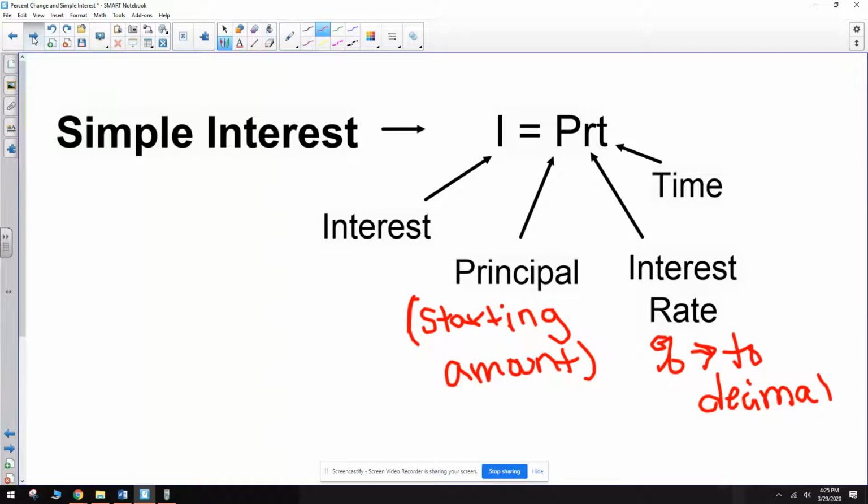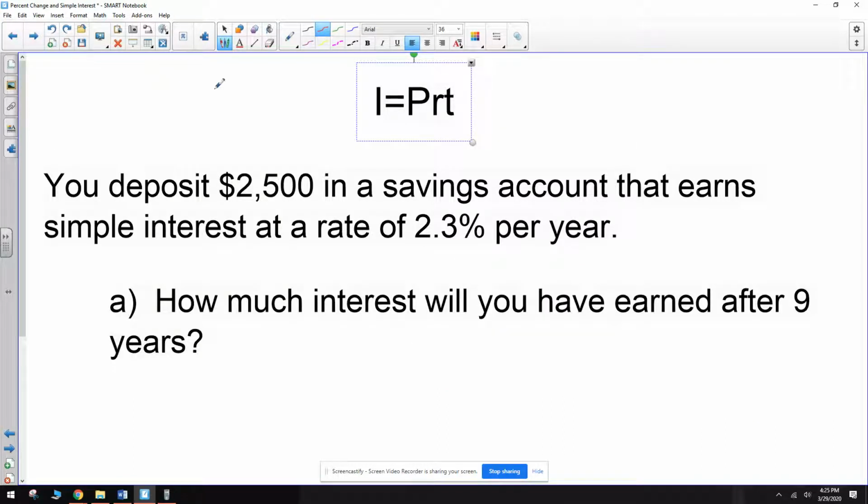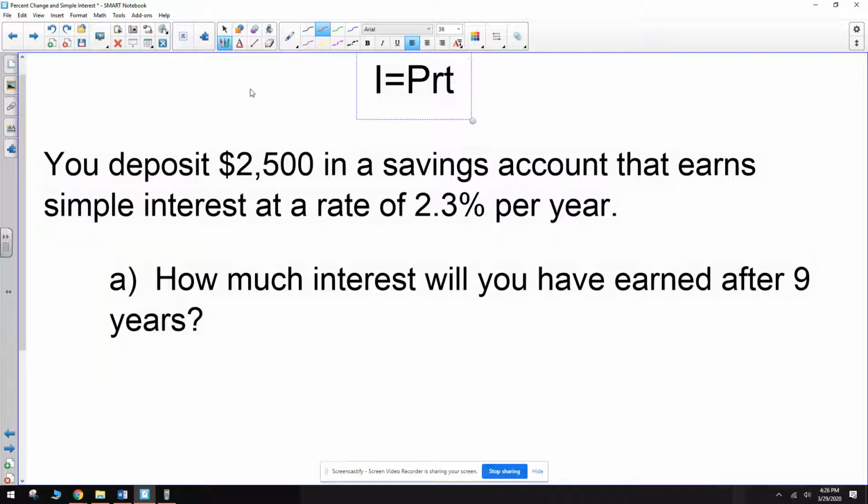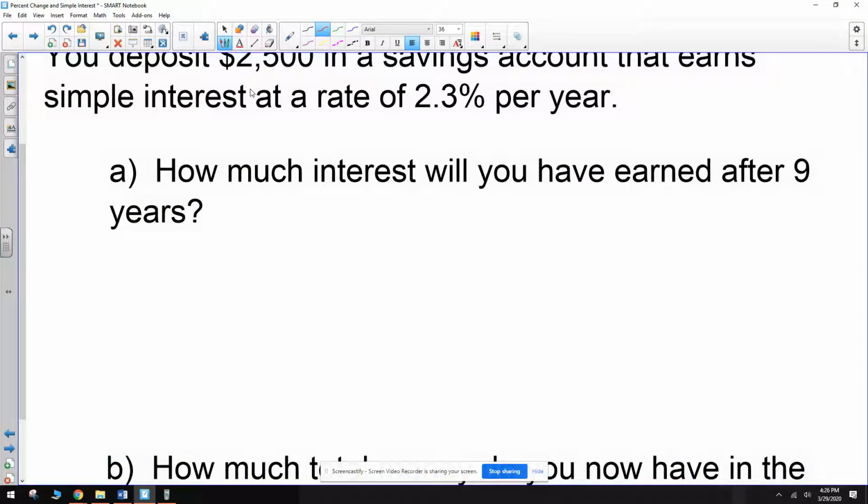So let's try an example. Okay, we have our formula up there at the top, the I equals PRT. You deposit $2,500 in a savings account that earns simple interest at a rate of 2.3% per year. So the first question wants us to figure out how much interest I would earn after leaving my money in that account for 9 years. Okay, so we're going to use I equals PRT. So I'm going to write that. I equals PRT. Okay, it's asking how much interest. So we're solving for I.